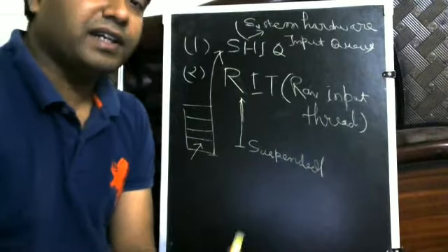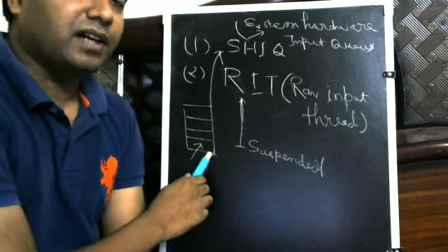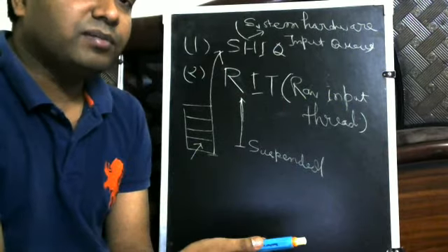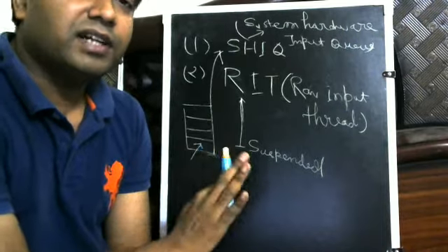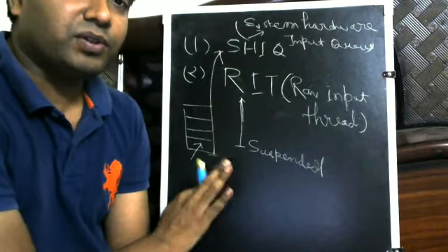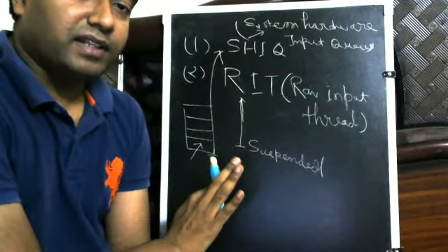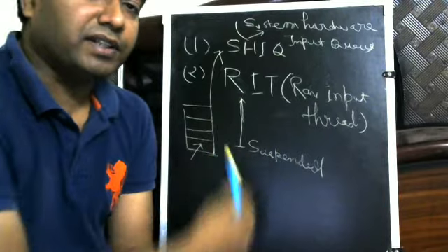Earlier it was suspended, meaning it was doing nothing, but as soon as the first entry appears in this queue... how does the entry appear? Either you move the mouse or you press some key on the keyboard. Any input device which can provide input to your system, if that is used, then the first entry will appear here, and then other entries will keep appearing here, right?